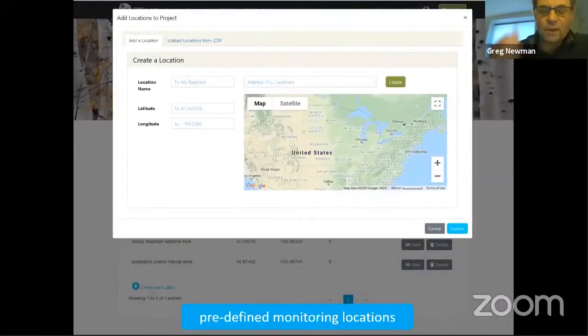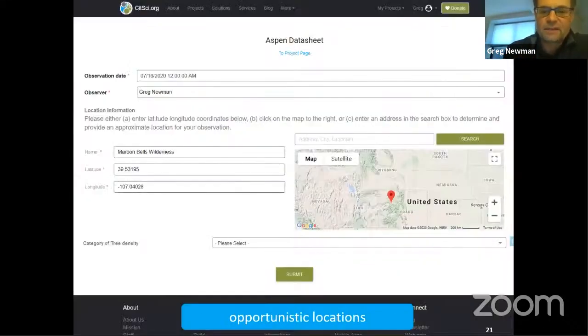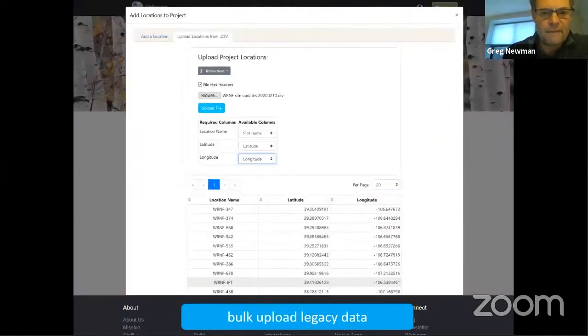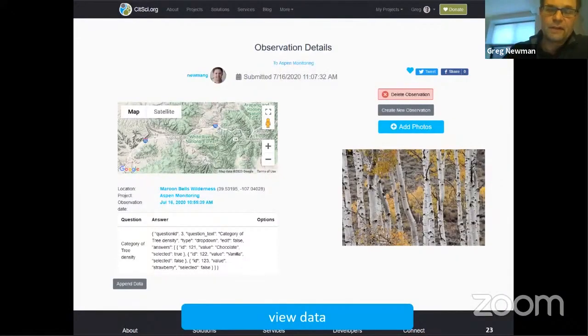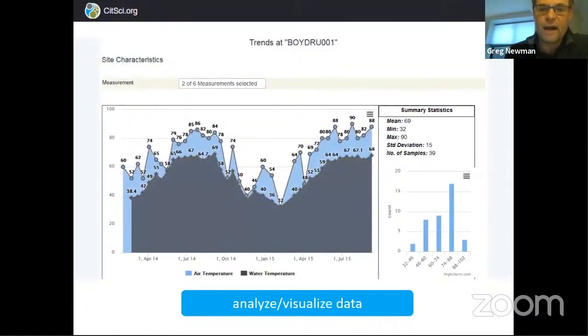And then of course, uploading predefined monitoring locations, setting up opportunistic locations, whether you're just looking for where you found a coyote, for example. And then uploading bulk data to these data sets, and then ultimately, volunteers submitting observations and looking at the metadata associated with those observations, tweeting them out, and then visualizing a series of repeated observations over time at a single location, as in this example where we're looking at air temperature and water temperature submitted by volunteers at a particular creek since 2014, and this has continued all the way to today.